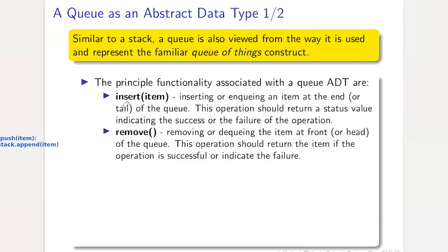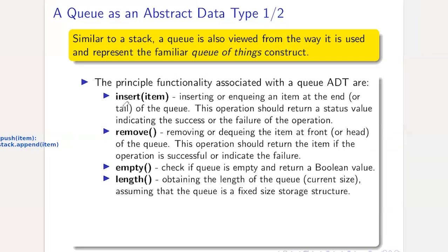And the other one would be removing an item from the head or the front of the queue. This could also lead to an error if we try to remove an item from an empty queue, because in an empty queue, there's nothing to remove. So that should raise an exception. And of course, we would want to know whether the queue is empty. That would return a Boolean value. And we would want to find the length of the queue. This is similar to what we have discussed for the stack. So this is basically the current size.